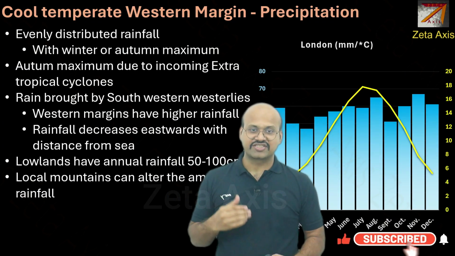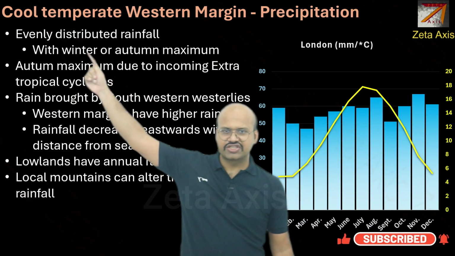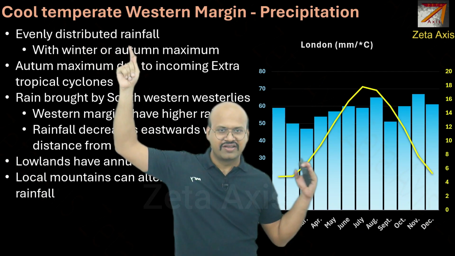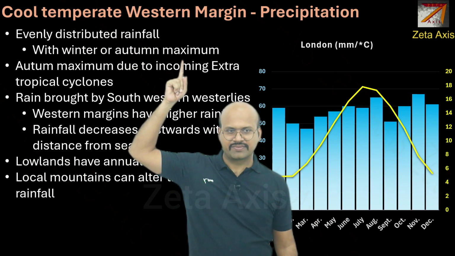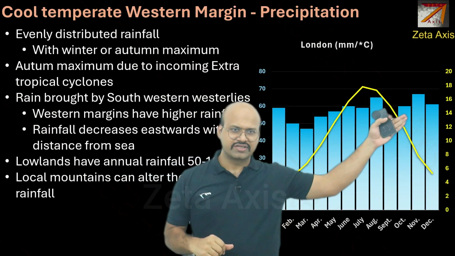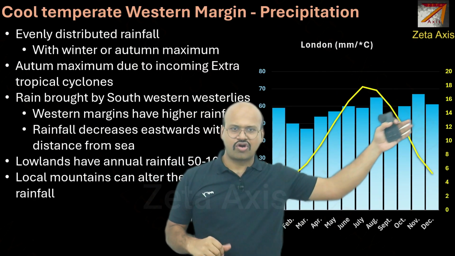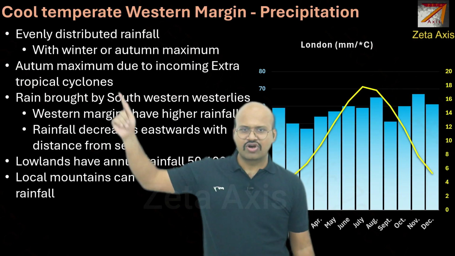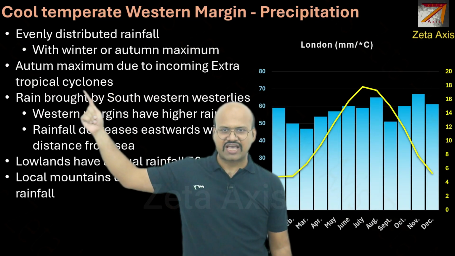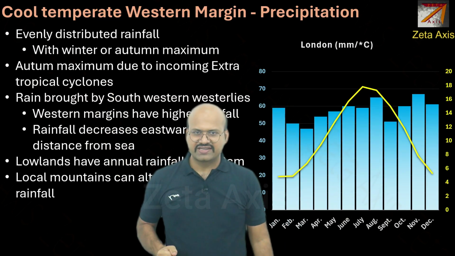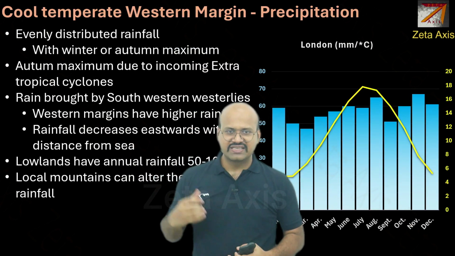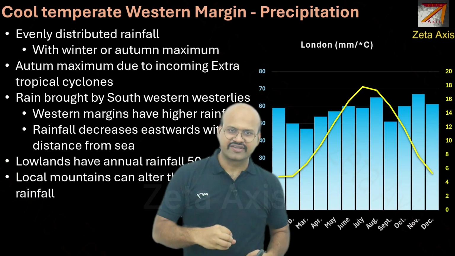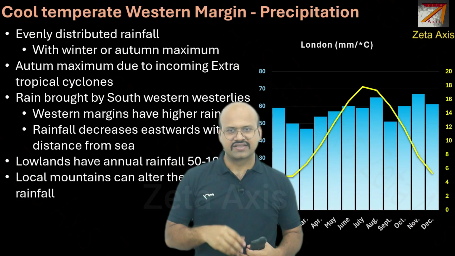Now let's see the characteristics of precipitation. Evenly distributed rainfall. We can see that the rainfall is evenly distributed with a winter or autumn maximum. So we can see that the maximum occurs in the winter or autumn, and it is because of incoming extratropical cyclones. We have seen in our previous slides that these regions experience extratropical cyclones. These extratropical cyclones also add to the amount of precipitation in this region.